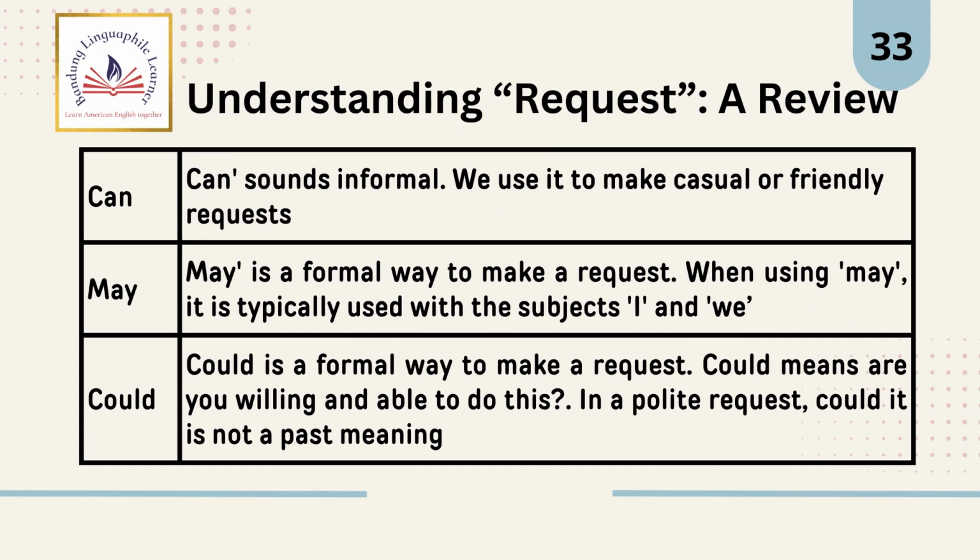Understanding request, a review. Can sounds informal. We use it to make casual or friendly requests. May is a formal way to make a request. When using may, it is typically used with the subject I and we. Could is a formal way to make a request. Could means are you willing and able to do this? In a polite request, could is not a past meaning.